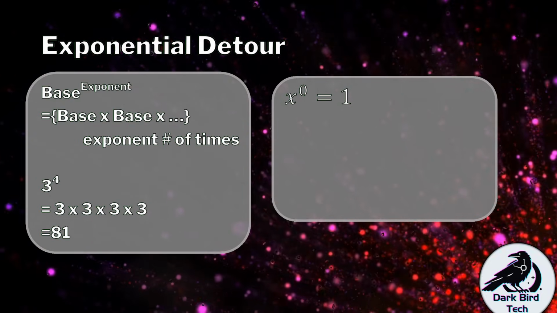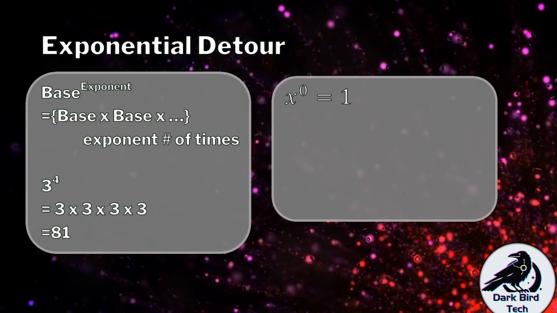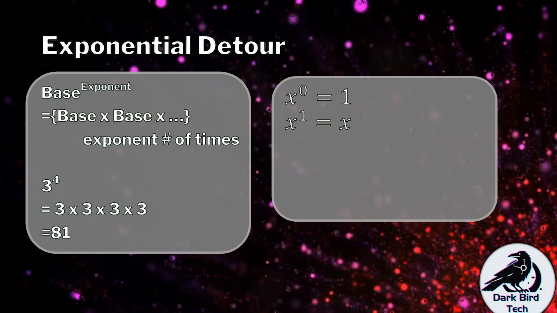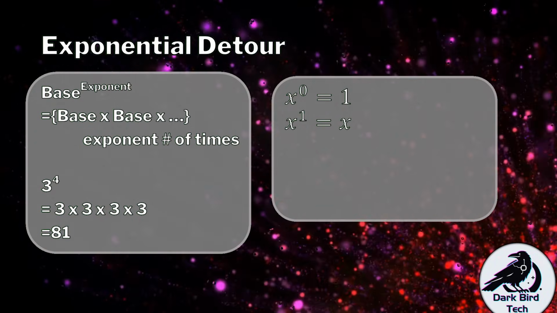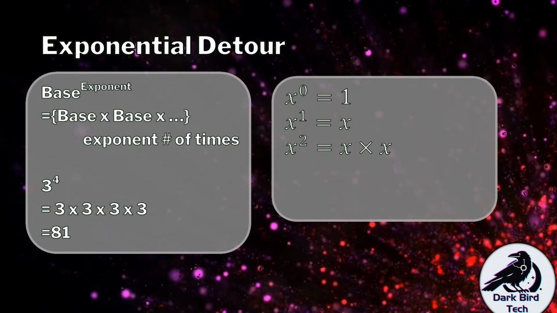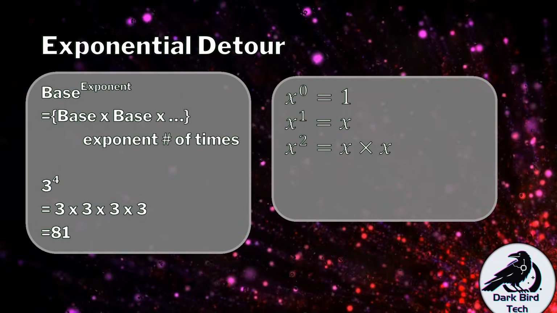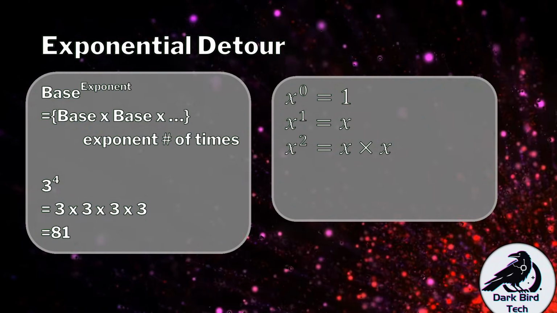If you put it to the power of 0, it's equal to 1. Then, x to the power of 1. Anything to the power of 1 is equal to itself. Only when we start doing anything to the power of 2 do we actually start seeing the base value being multiplied by itself that many times over.